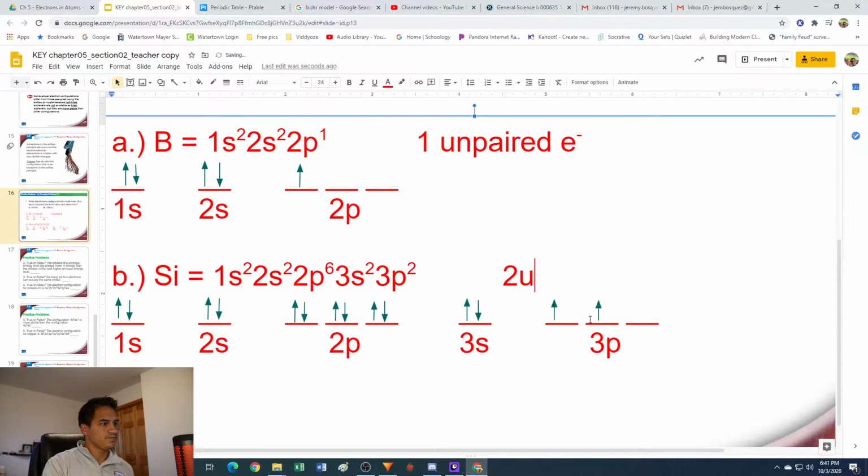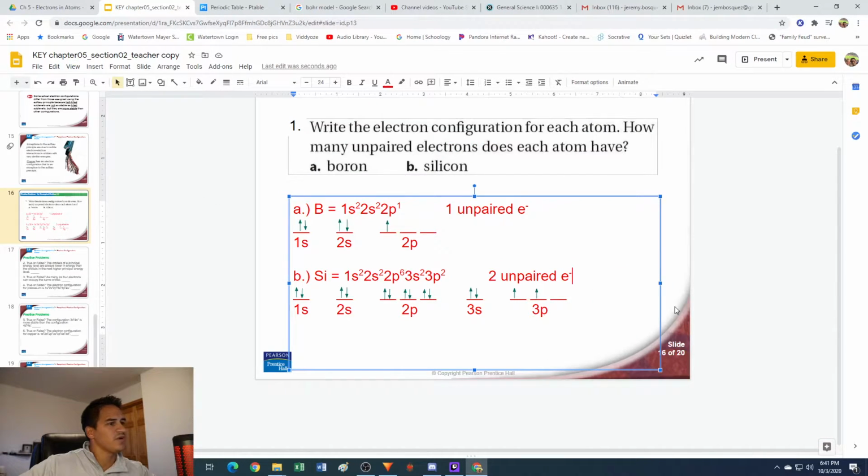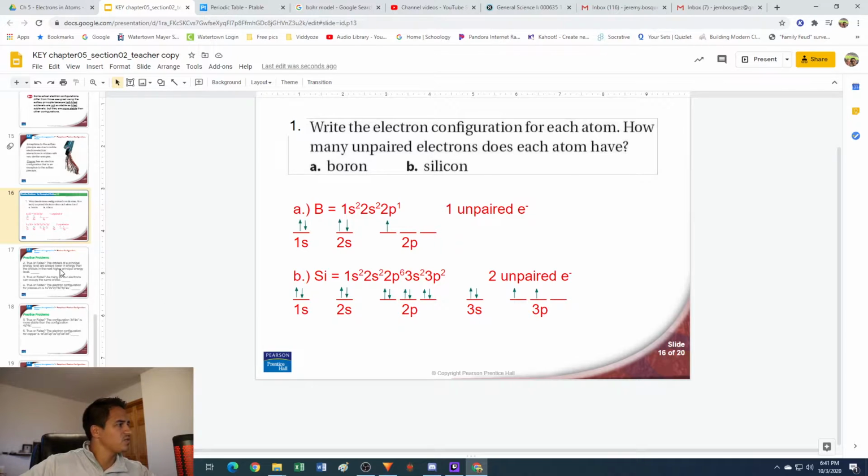So 2 unpaired e minuses. Okay? All right, so that is the first question. And I know that took a little bit there, but hopefully that helped explain a lot of things. So now we'll move probably a little bit faster in our next ones.